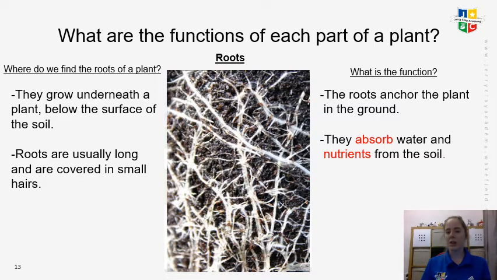To anchor something means that it holds something steady, holds something firm. They absorb water and nutrients from the soil. You'll see the words absorb and nutrients are highlighted in red. They are some of our key vocabulary. Absorb means when something soaks something up, and nutrients are all the things that are good for the plant. So the roots absorb the water, they soak the water up, and they take all the good parts from the soil that the plant will need.